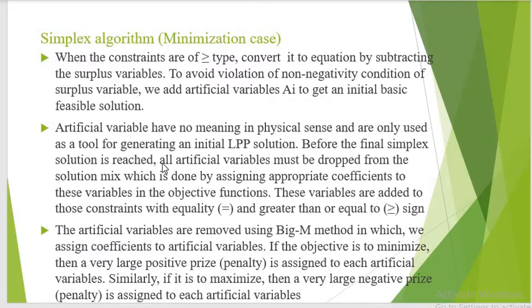Before the final simplex solution is reached, all artificial variables must be dropped from the solution mix, which is done by assigning appropriate coefficients to these variables in the objective function. These variables are added to those constraints with equality and greater than or equal to sign. The artificial variables are removed using the Big M method, in which we assign coefficients to artificial variables. If the objective is to minimize, then a very large positive price or penalty is assigned to each artificial variable. Similarly, if it is to maximize, then a very large negative price or penalty is assigned to each artificial variable.